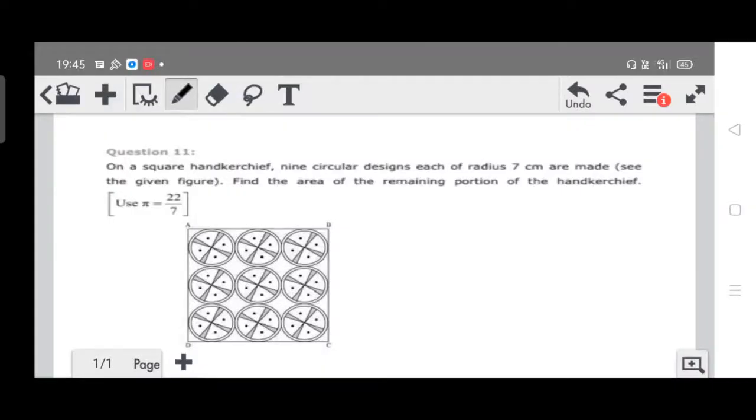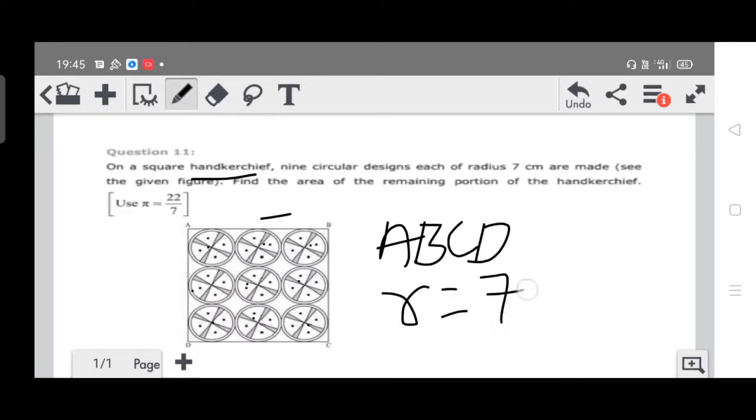11th question is, on a square handkerchief, okay, they have given a square handkerchief, that is here ABCD is a square. 9 circular designs, each of radius 7 cm, are made. Here 9 circular designs are there. So the radius of each circle is 7 cm. Find the area of the remaining portion of the handkerchief. In the square, we need to remove 9 circles, then we will get the remaining portion of the handkerchief.